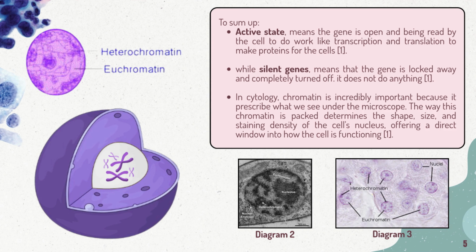In cytology, chromatin is incredibly important because it dictates what we see under the microscope. The way this chromatin is packed determines the shape, size, and staining density of the cell's nucleus, offering a direct window into how the cell is functioning.